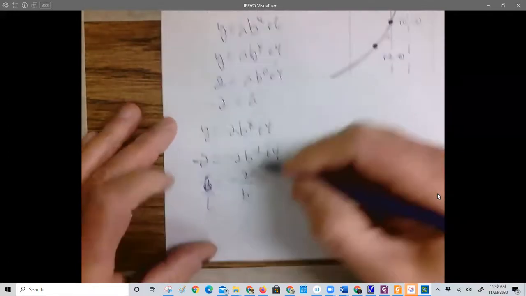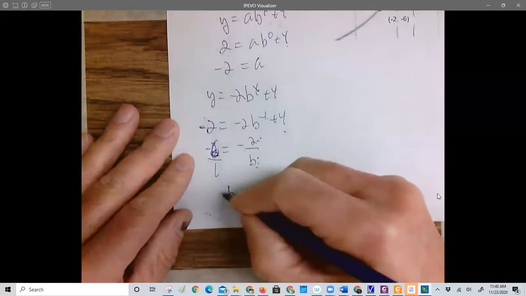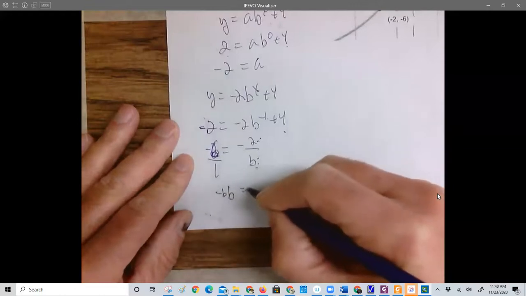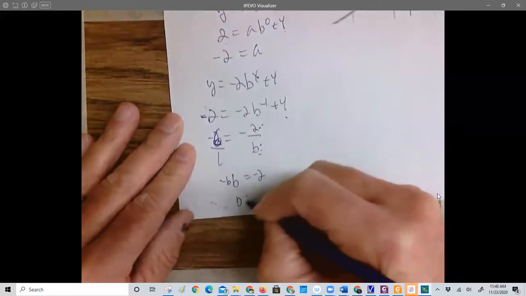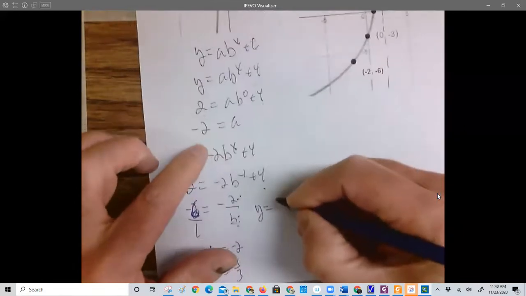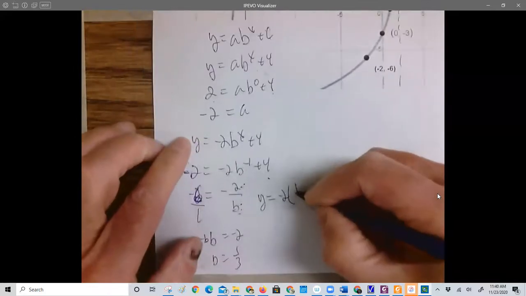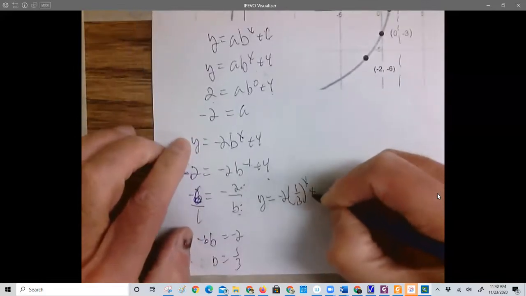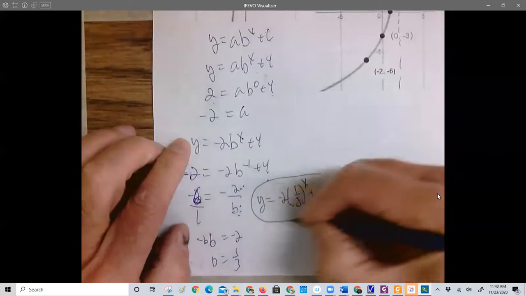So now we'll do the cross products. -6, b equals -2, so doesn't b equal 1/3? So y equals a is -2, b is 1/3 to the x plus that horizontal asymptote of 4.